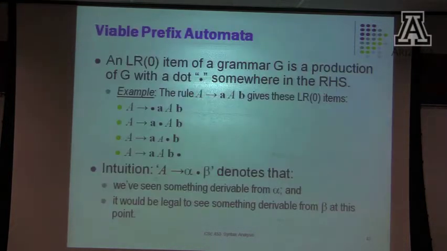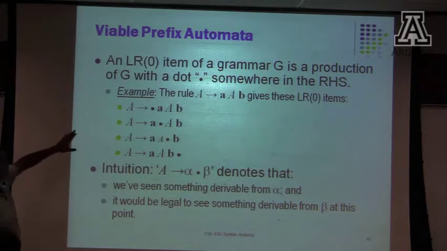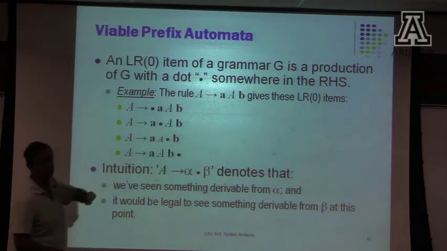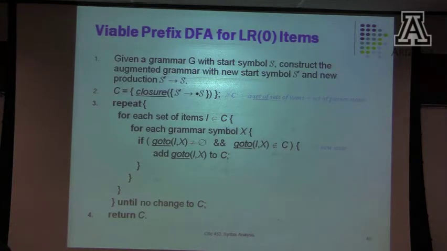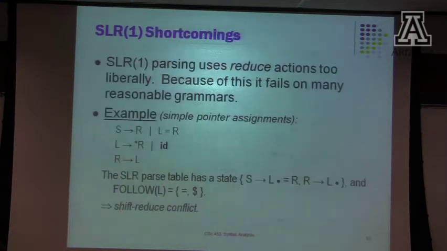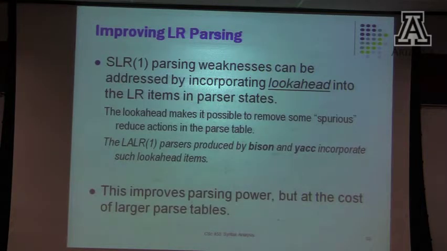We had LR0 items. An LR0 item was just a production with a dot somewhere on the right. The LR0 item meant that the item had 0 look-ahead. The only look-ahead was in the parser, but the items themselves didn't incorporate any sort of look-ahead. So what we'll now do is add a token to each item. Now the items themselves have a little bit of look-ahead in them.